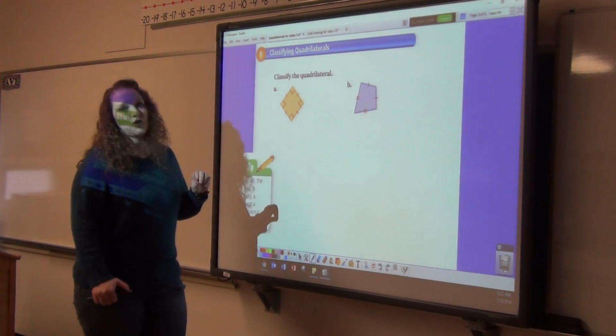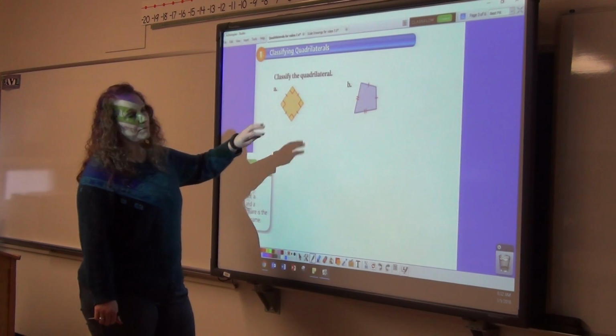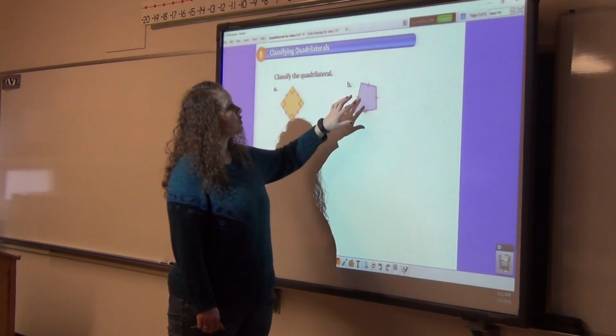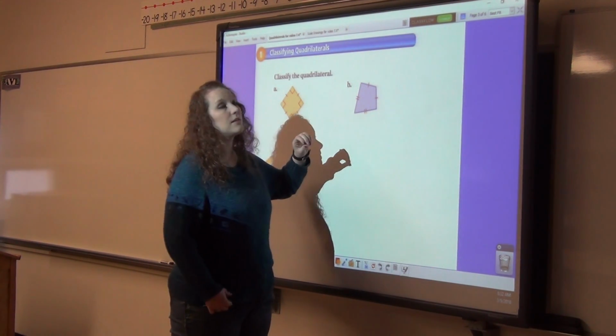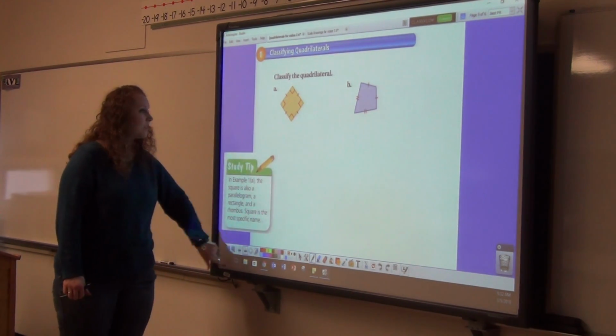Alright, so we can classify these quadrilaterals. This one, because it has four right angles and four congruent sides, is a square. This one, because it has two pairs of adjacent congruent sides, is a kite.